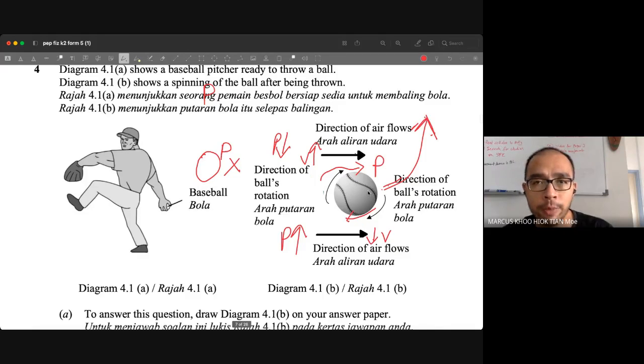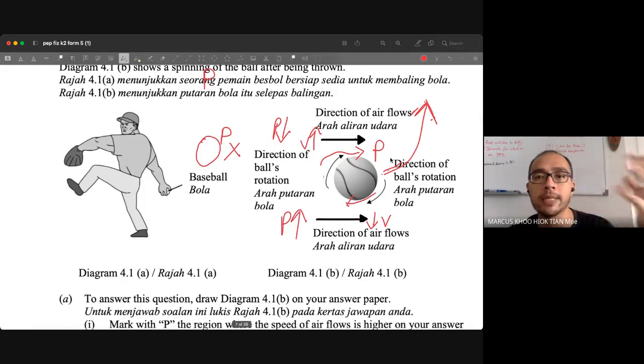Okay, if you want to make this easier to remember, just ingat saja, mana-mana yang dia punya halaju adalah tinggi, di situlah dia jalan. So dia punya tekanan rendah. Okay, so it doesn't have the capacity to push it back.